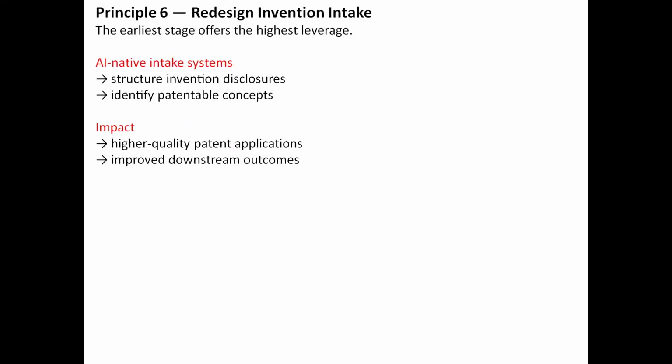And principle six is redesign invention intake. So this stage offers the highest leverage. So build an AI-native intake system. So structure invention disclosure, identify patentable concepts. So higher quality patent applications and improved downstream outcomes.